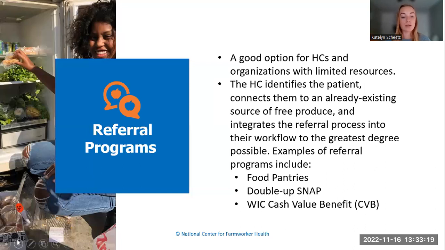And so if you're looking for additional funding, but you're not really in the place where you can be hiring additional staff to take on this program, a referral program can be a good in-between to get you from just handing out flyers or letting patients know that the resources are there, to actually connecting them with them, and then scaling your own produce prescription program. Next slide.